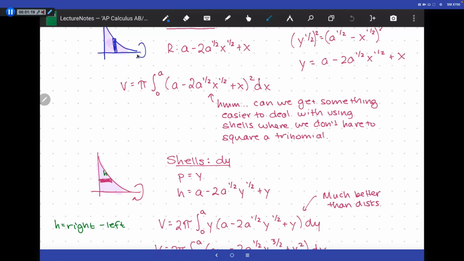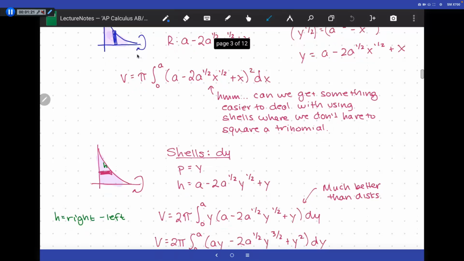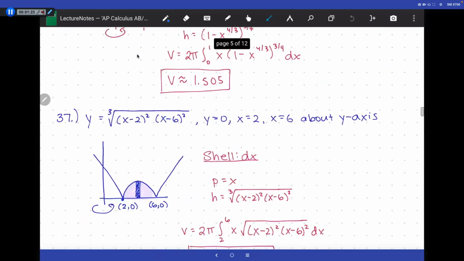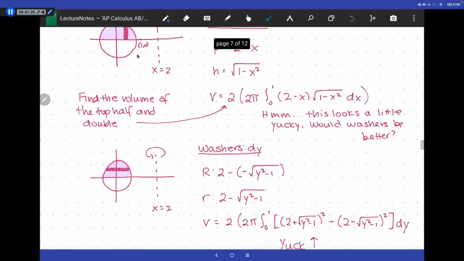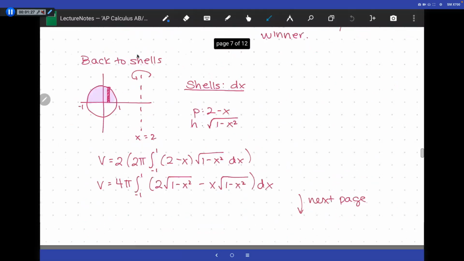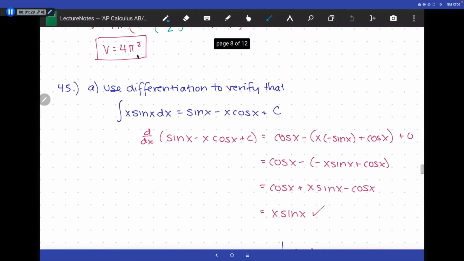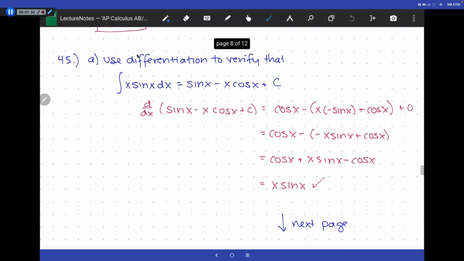Carly, yes. Can you also go over 45A? Yes, if I can find it. Whoop, was that it? Nope, that's 43. 45A. Use differentiation to verify. So, what they're talking about there, if the antiderivative of this is that, the derivative of that should be this. So I'm taking the derivative of that.